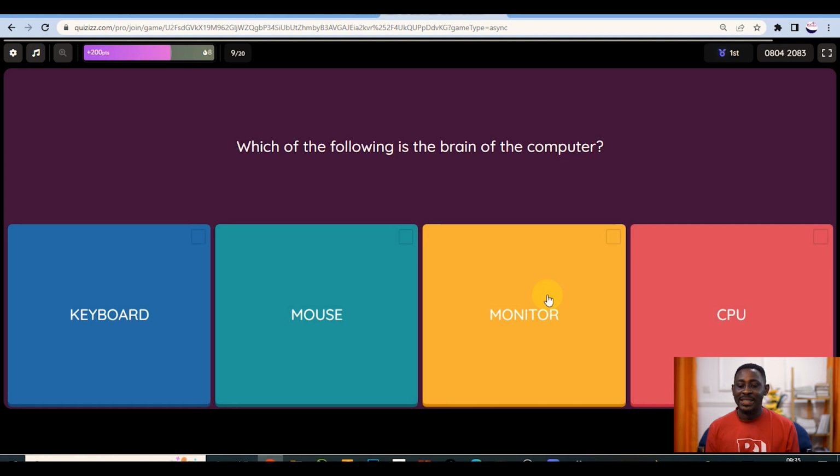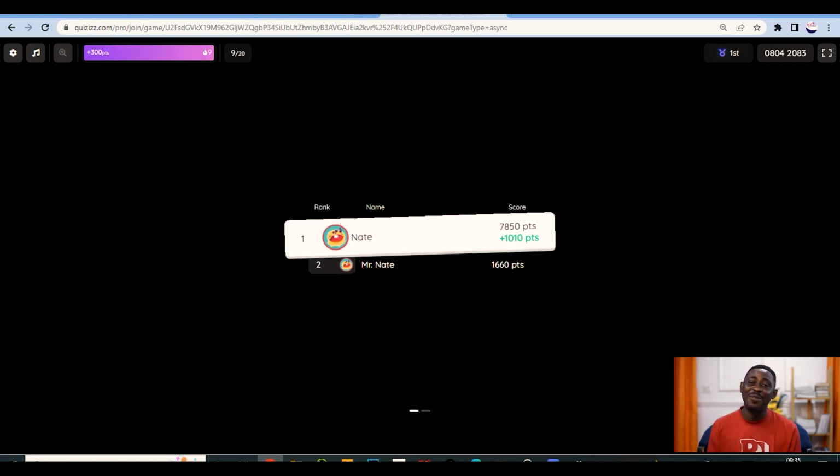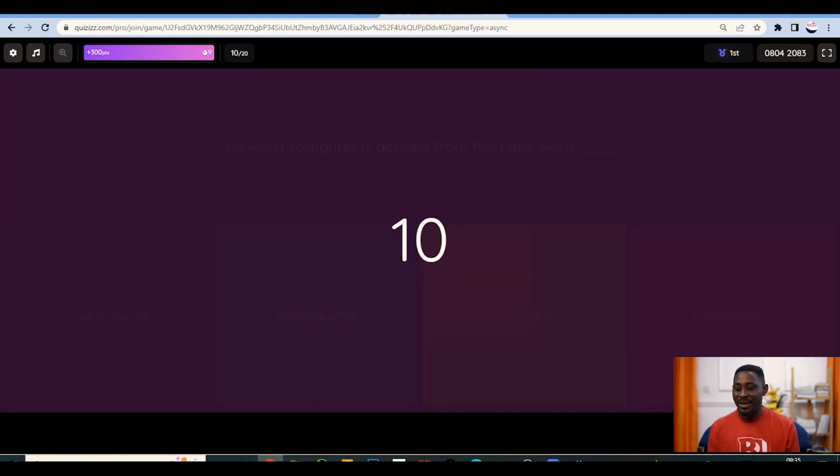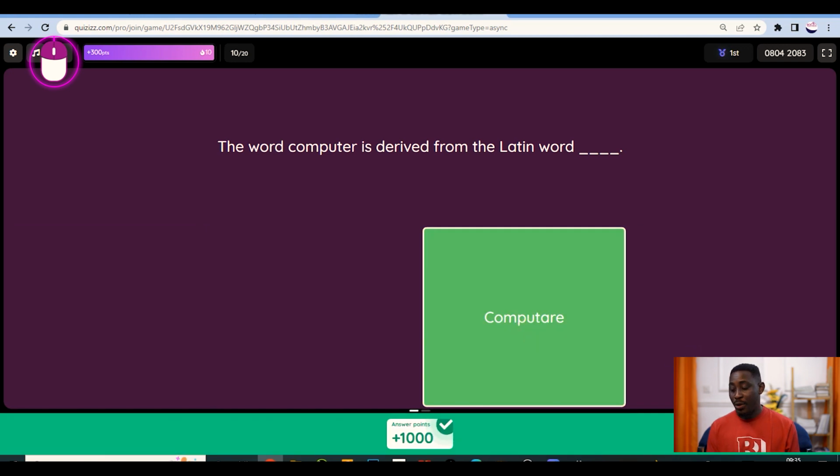Which of the following is the brain of the computer? Is it the keyboard, the mouse, the monitor, or the CPU? The CPU is the correct answer. The central processing unit is the brain of the computer. The next question, the word computer is derived from the Latin word compute, computer, computere. So the right answer is this, compute.